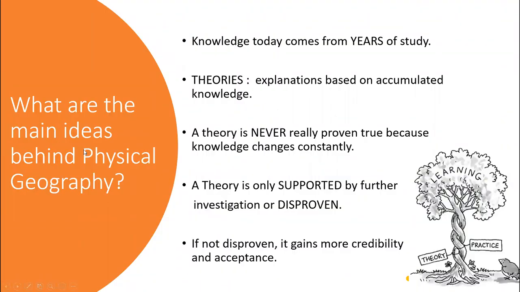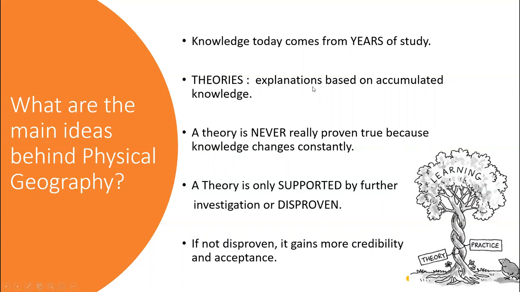What are the main ideas behind physical geography? Well, the main idea is that the knowledge of today comes from years of study. It's not something that came out of a hat. All the theories that are there are an explanation based on accumulated knowledge. If you have a lot of knowledge, you can come up with a theory. And a theory is never, very important, never really proven true, because knowledge changes constantly.